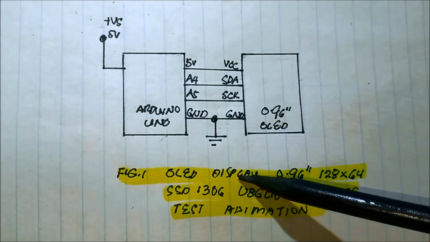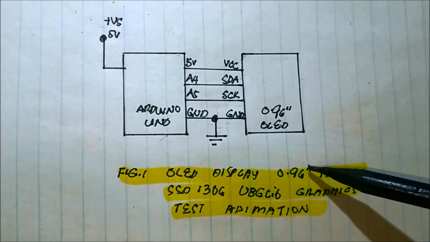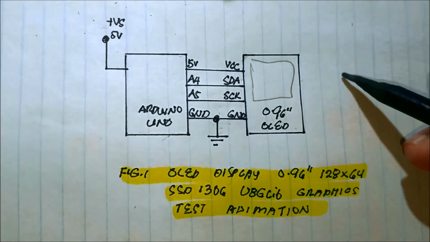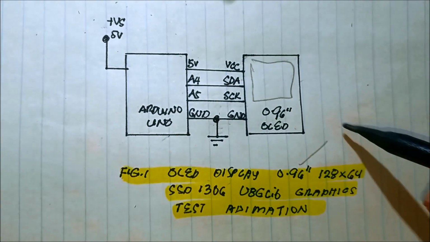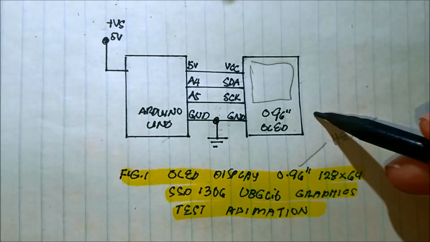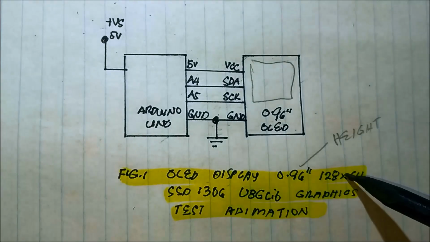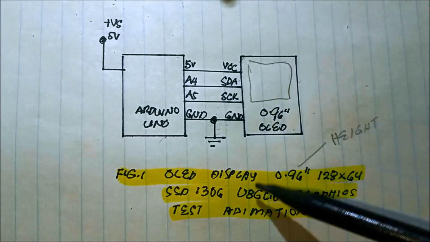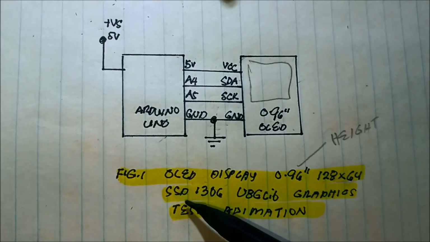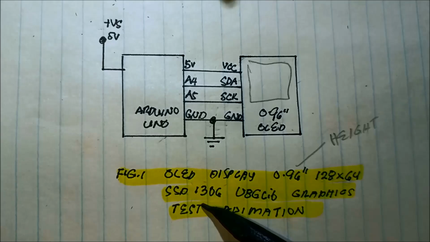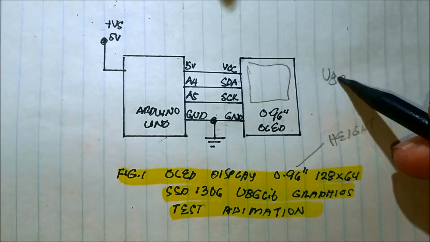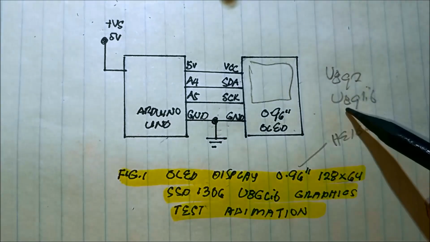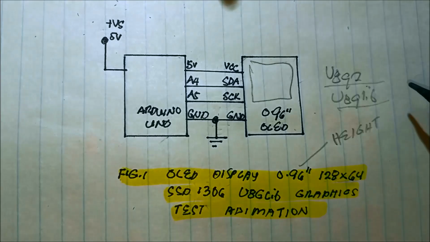Block diagram or the circuit diagram of our OLED display, 0.96 inches. That is the display height. So the height is 0.68 inches, and this 128 by 64 is the pixel, and then the driver is SSD1306. Also, we have this kind of driver, U8g2. Also, we have U8glib. These are all downloadable from the internet.